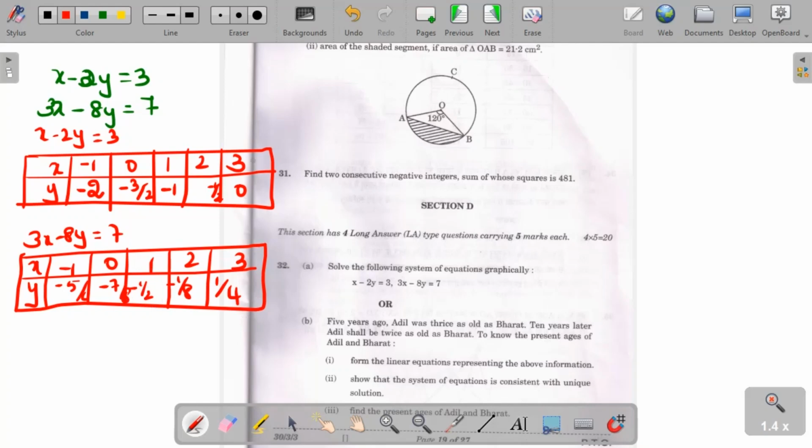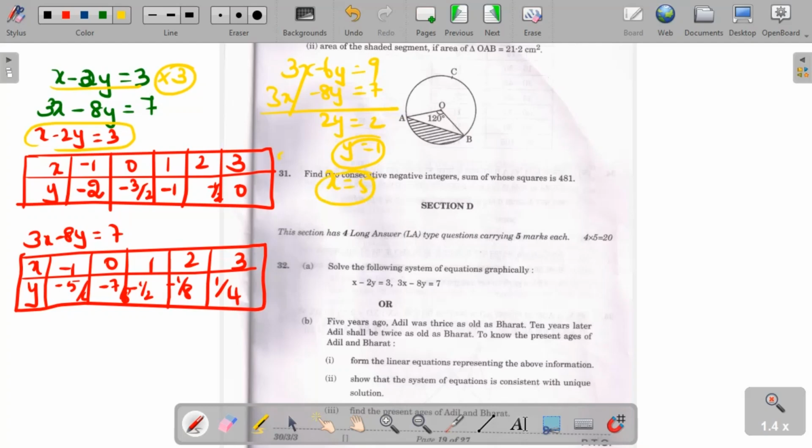So first we will find out the point at which these two lines are going to intersect. We will do this separately as rough work, just for us to know which point they are going to meet. We have x minus 2y is equal to 3. I'm going to multiply this equation by 3 so that I can eliminate x. So 3x minus 6y is equal to 9, and you have 3x minus 8y is equal to 7. If you subtract, you will get 2y is equal to 2, so y is equal to 1. Now if I substitute the y value 1 in this equation, I will get the x value to be 5. So the point of intersection of both these lines will be (5, 1).